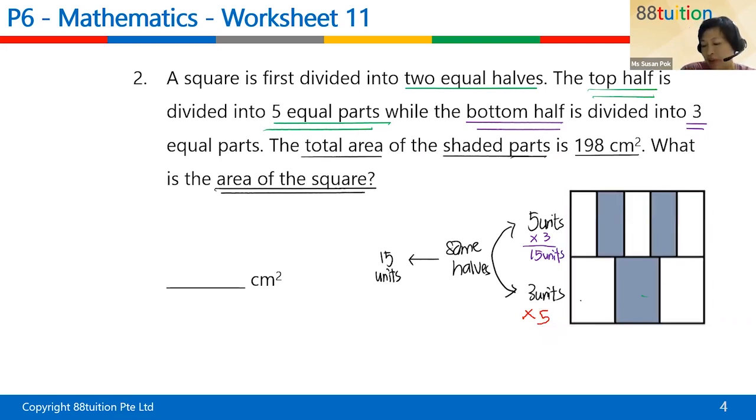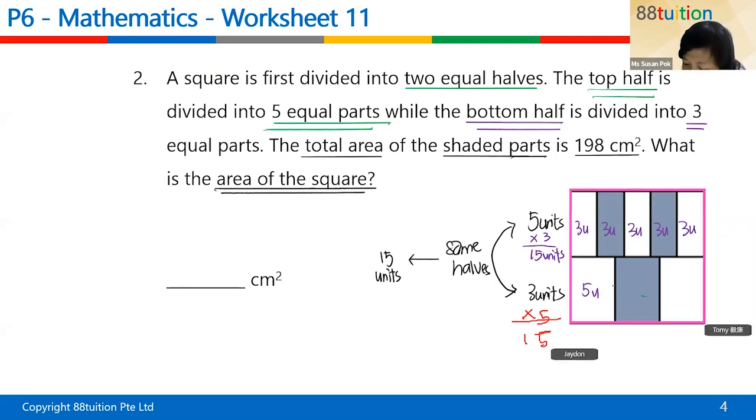Yes, you times 5. So meaning to say, inside will have how many units? 3, 6, 9, 12, 15. You have 5, 10, and 15. Yes. Okay. All right.